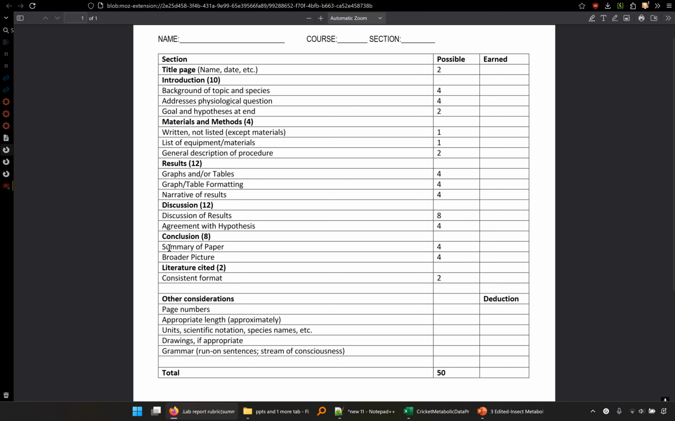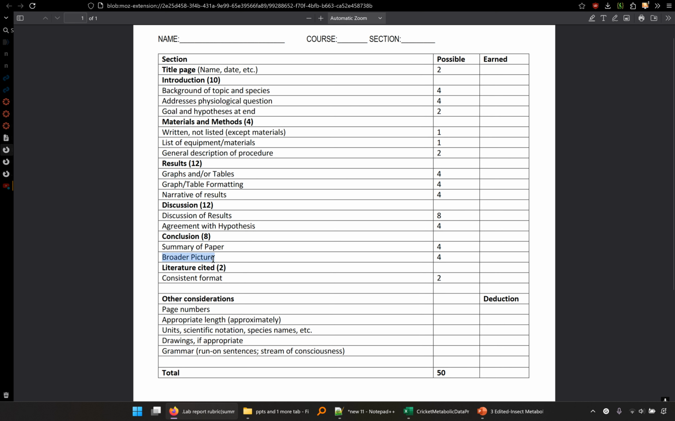This would be very similar to what your abstract would be. And then your broader picture, this is actually talking about what happens outside of the lab. So for instance, because we're talking about metabolic rate and changes in temperature, how would that be important for a climate scientist or for a farmer that's trying to avoid plagues of crickets coming in, like the crickets that are currently taking over Denton right now, all of the brownfield crickets. So it's different species, but they're currently taking over Denton.